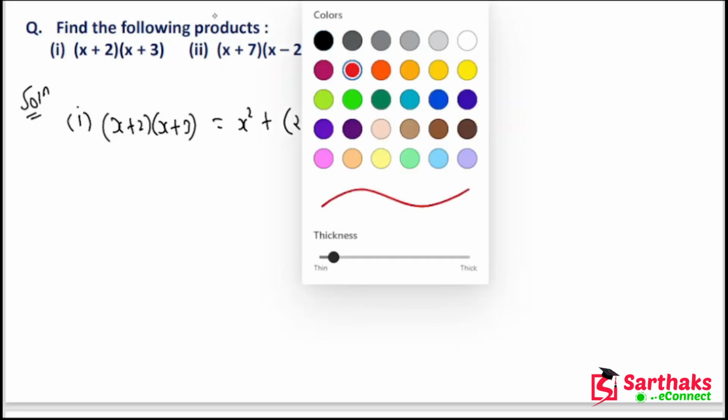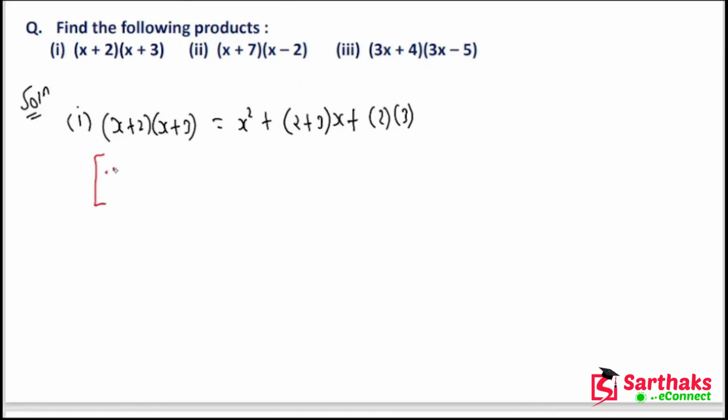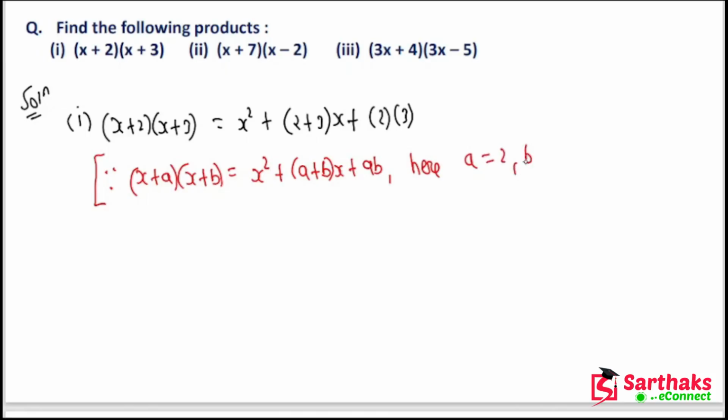Now how have you done it? Let me show you the identity. x plus a into x plus b is equal to x square plus a plus b of x plus ab, and here x is equal to x only. But a is equal to 2 and b is equal to 3. So the final answer would be x square plus 2 plus 3, that is 5x, and 2 into 3 would be 6. You can go through the binomial product also, but you will take a long time, and with the identity you can easily solve it. So this was the use of this identity.